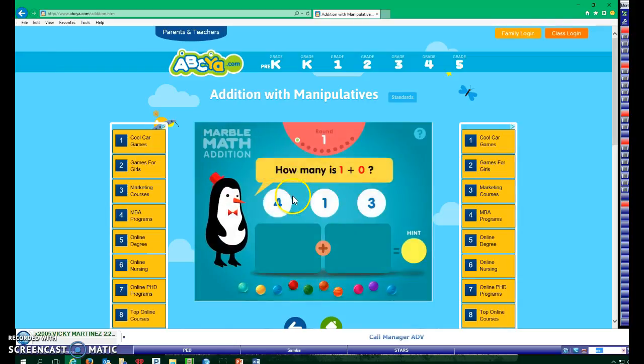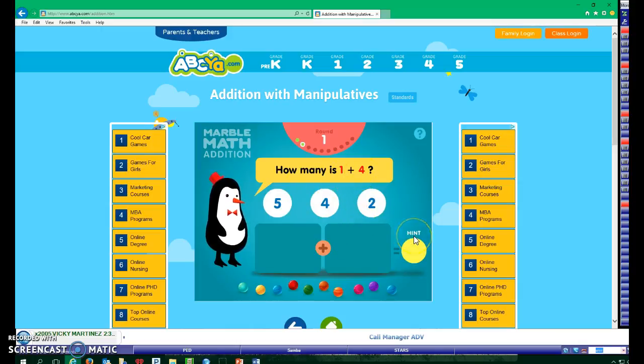So first one, how many is 1 plus 0? So you have 4, 1, or 3 as your options. So the first one, you have 1. We'll put 1 in the box. And there's nothing in the second part, so you're just going to leave it alone. So you should have 1 plus 0 equals 1. And how many is 1 plus 4?